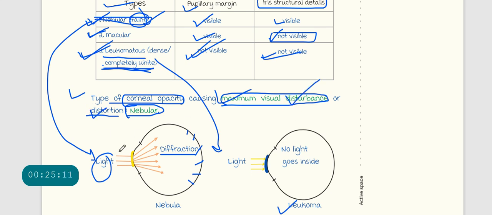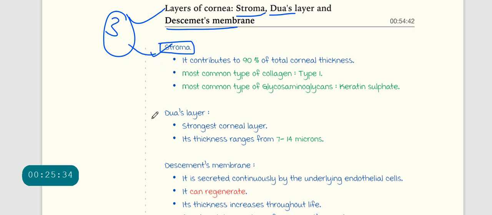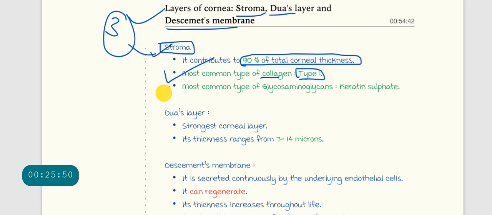Now moving on to the third layer of the cornea, that is the stroma, and then Descemet's membrane. Basically the first, the stroma. The stroma makes up 90% of the total corneal thickness. Very important layer. That is why the most common type of collagen, type 1 collagen, is seen over here. The most common type of glycosaminoglycan over here is keratan sulfate. Very important.